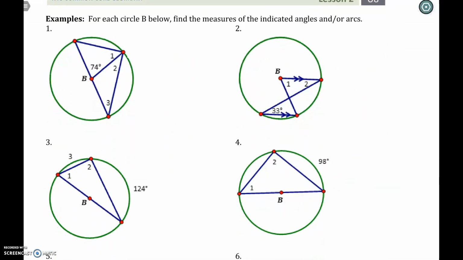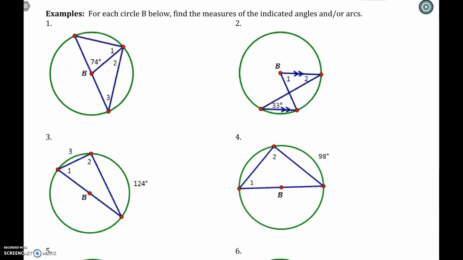All right, let's apply some of these properties and some of the others into our examples. So in number 1, we have this 74 that's given. It's the only angle degree that's given. So as a central angle, it would go out here as well. And then angle 3 happens to be inscribed to it. So it'd be half of that 74, it should be 37.